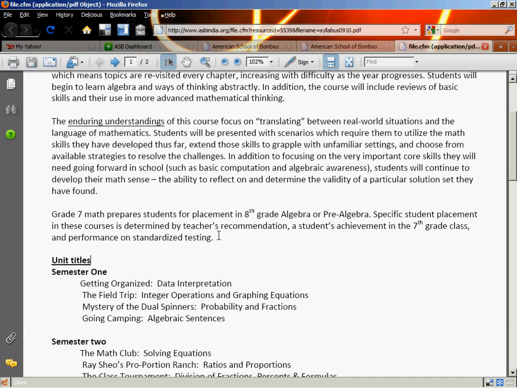This class also prepares you for placement in either 8th grade algebra or 8th grade pre-algebra. Next year, the classes will be split. Your placement in this class will depend on my recommendation based on your work, your achievement in this class, and how you do on standardized testing, including the MAP test and a preparedness for algebra test that you will receive later in the year.